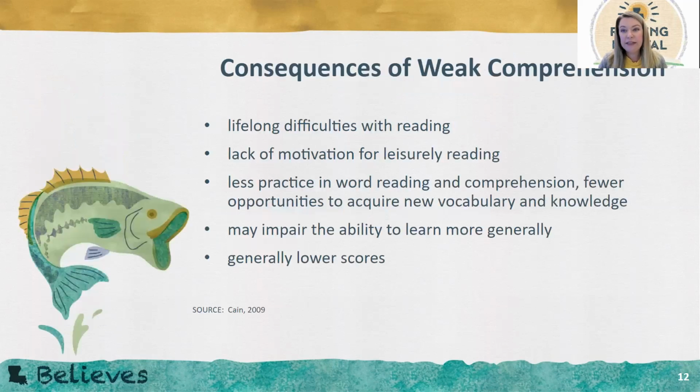So what are some consequences of being a weak comprehender? Weak comprehenders might have lifelong difficulties with reading. They're going to lack the motivation to read leisurely, just to read for fun. Because they don't want to read as often, maybe they have less practice in reading and comprehension. So that elicits fewer opportunities to acquire new vocabulary and new knowledge to continue building their knowledge. It may impair the ability to learn more generally. And these students are going to have generally lower scores on tests.